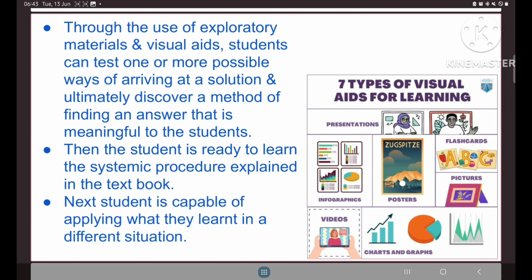Through the use of explanatory material and visual aids, students can test one or more possible ways of arriving at a solution and ultimately discover a method of finding an answer that is meaningful to the students. Then the student is ready to learn the systematic procedure explained in the textbook. Next, the student is capable of applying what they learned in different situations.